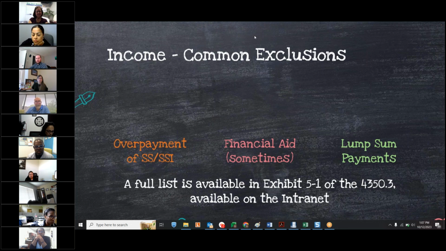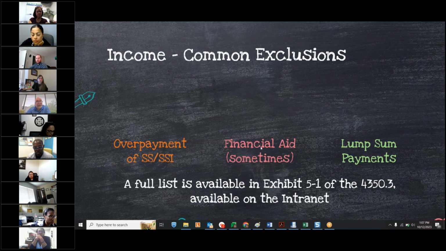Overpayments for SSI or Social Security. If it's specifically for an overpayment, you're awarded 1,000, but you're only getting 900, because the Social Security Administration is taking out 100 due to overpayment. That's excluded from income.